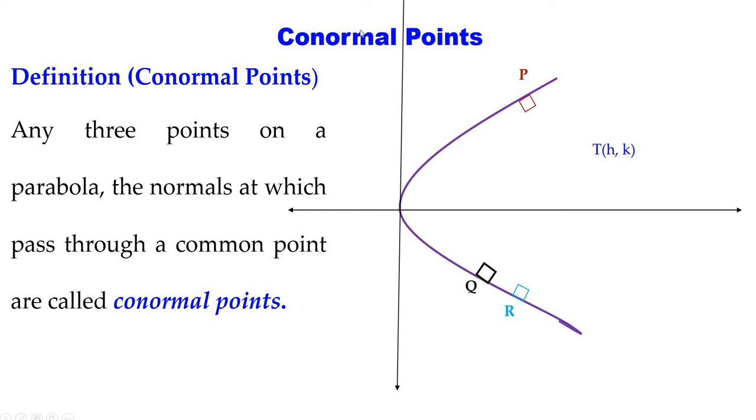Next we have the definition of conormal points. Any 3 points on a parabola, the normals at which pass through a common point, are called conormal points, P, Q, R. So any 3 points on the parabola, the normals at which pass through a common point, we call conormal points.